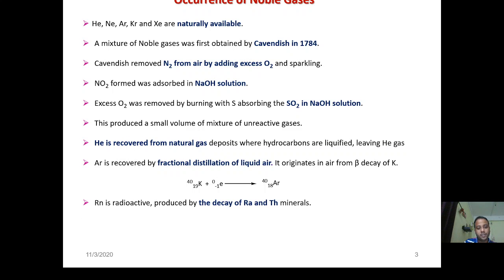Radon is radioactive and produced by the decay of radium and thorium minerals. This is the reaction. It is formed by the alpha decay of radium. The alpha particles are also known as helium nuclei.